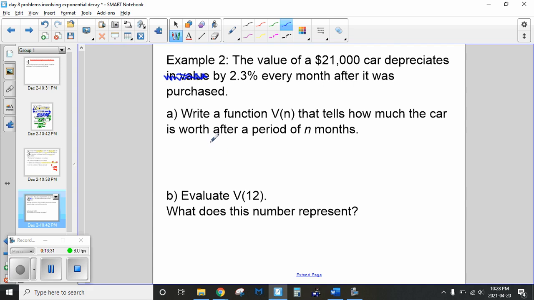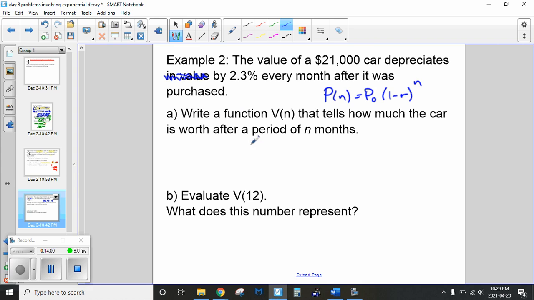Write a function, V at n, so value depending on n, that tells how much the car is worth after a period of n months. So value after so many months. So we're going to use our general formula. I'm going to copy it out here so we don't have to flip slides. The general one used P as the variable. We can change the letter anytime we like.